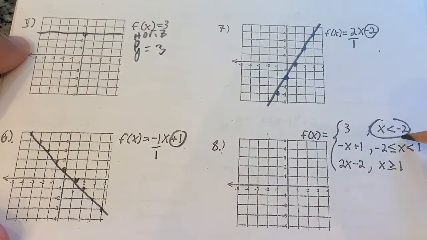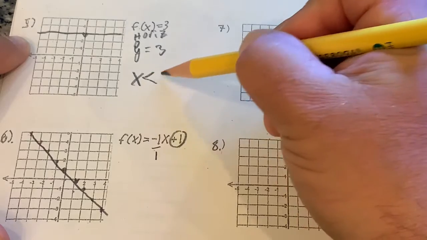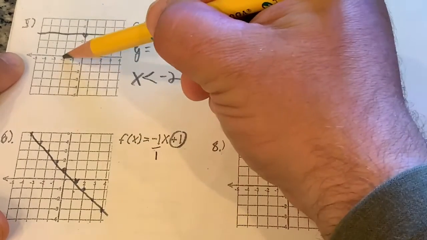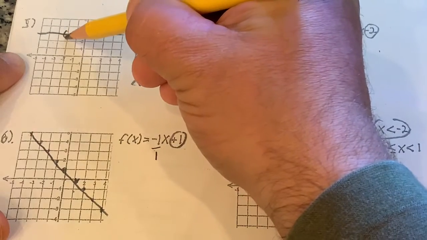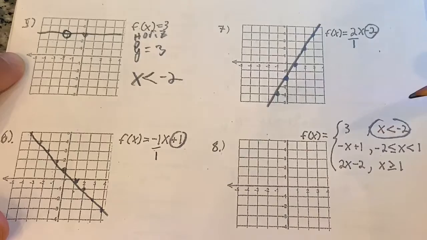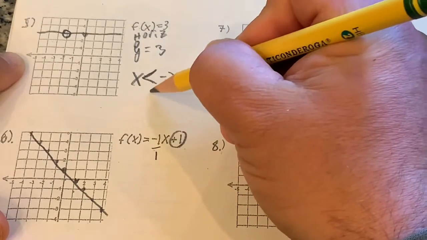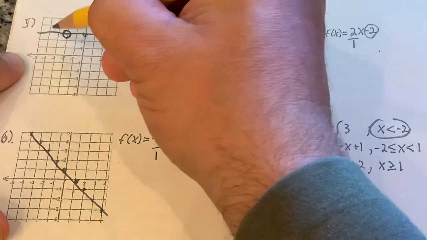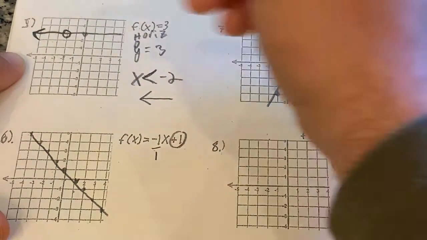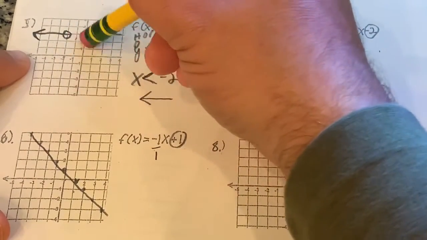Now I'm going to take the domain restriction over to number 5. So x is less than negative 2. So I go to negative 2 on the x-axis. There's nothing there. I go up to the graph. I put an open circle. There's no line under it, so I leave that circle open. I do not fill it in. This arrow points to the left. So I'm only concerned about what's to the left of that circle. I might as well just erase what's to the right of it.